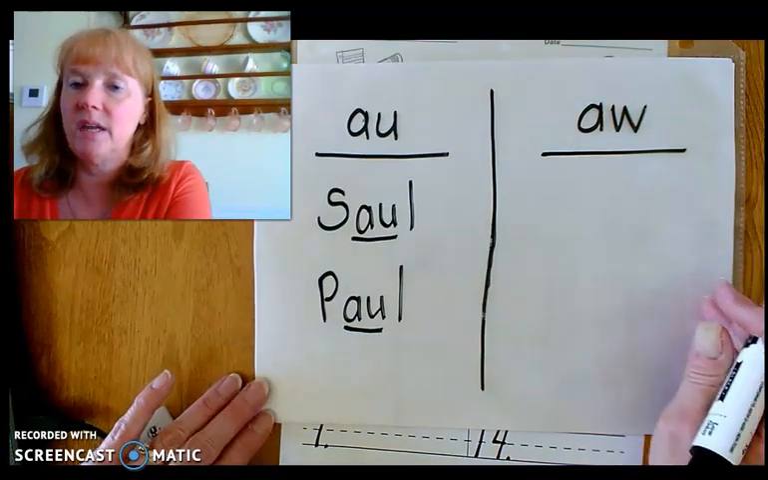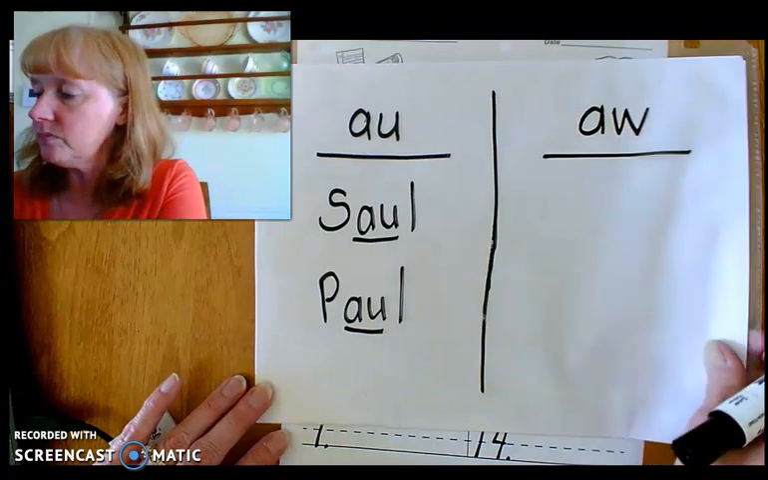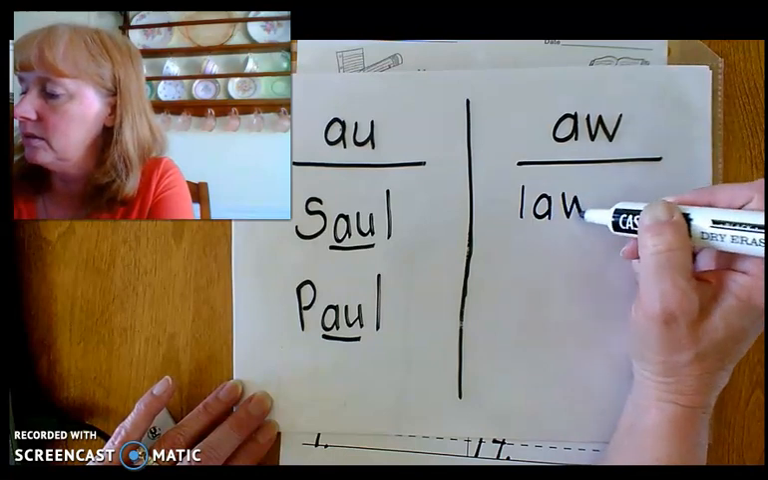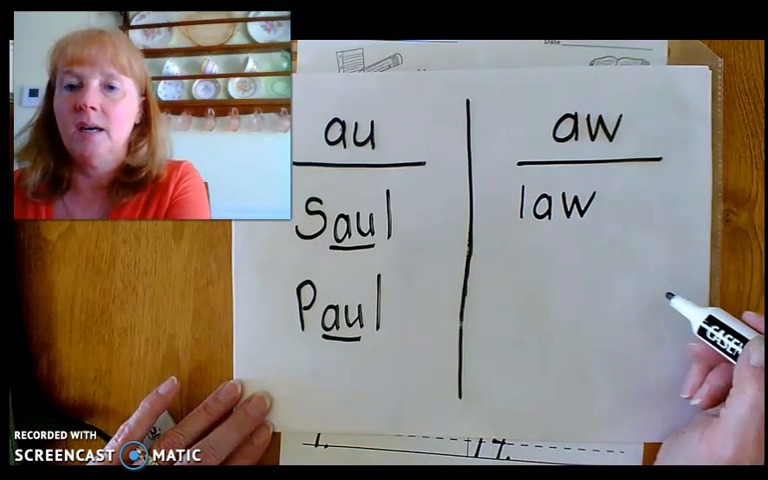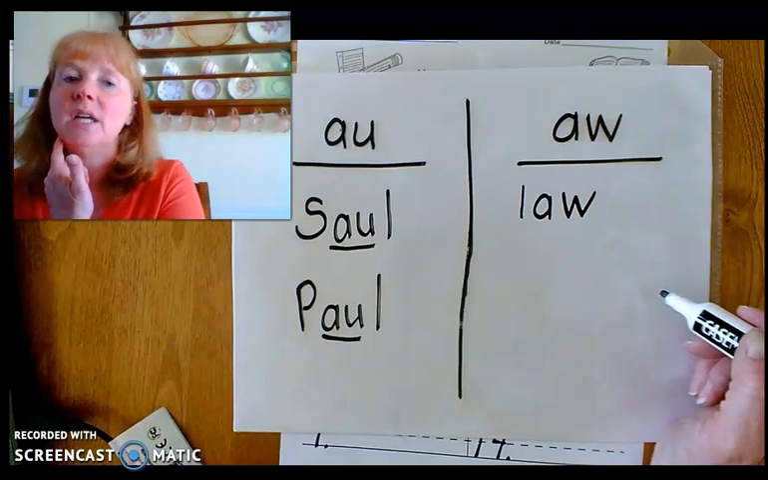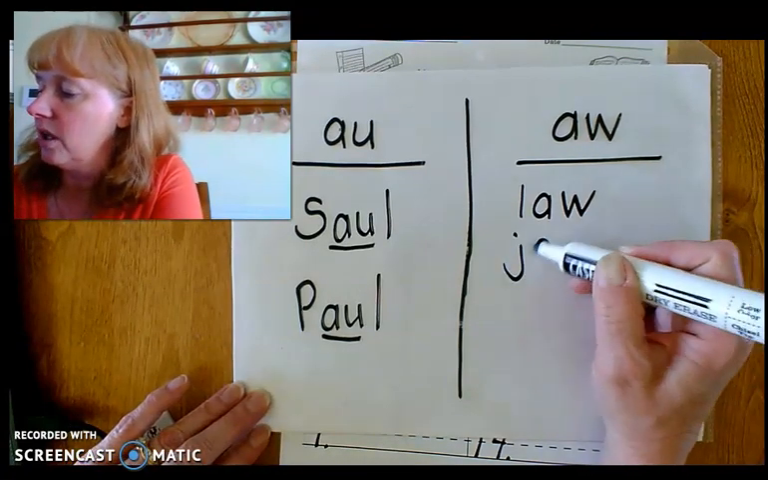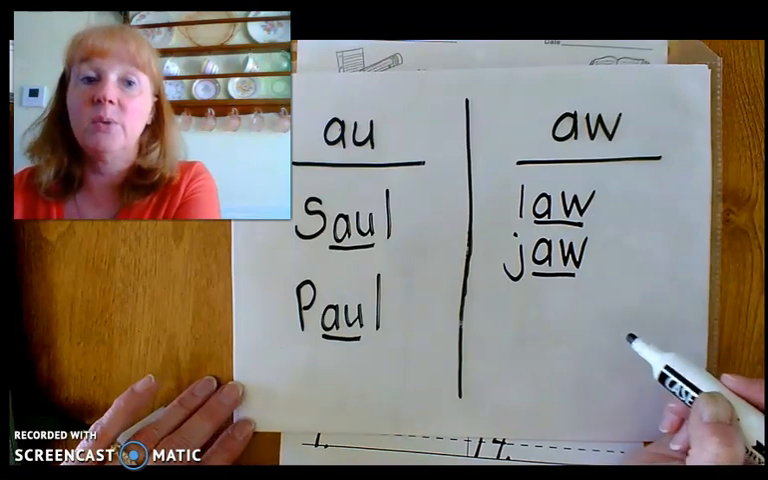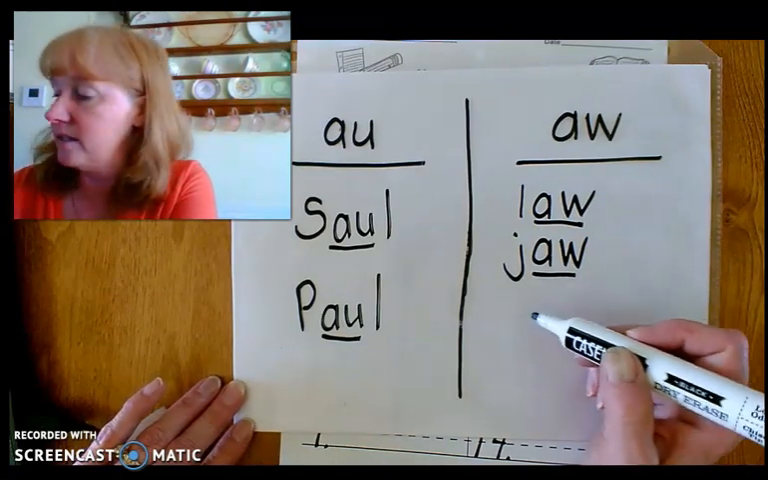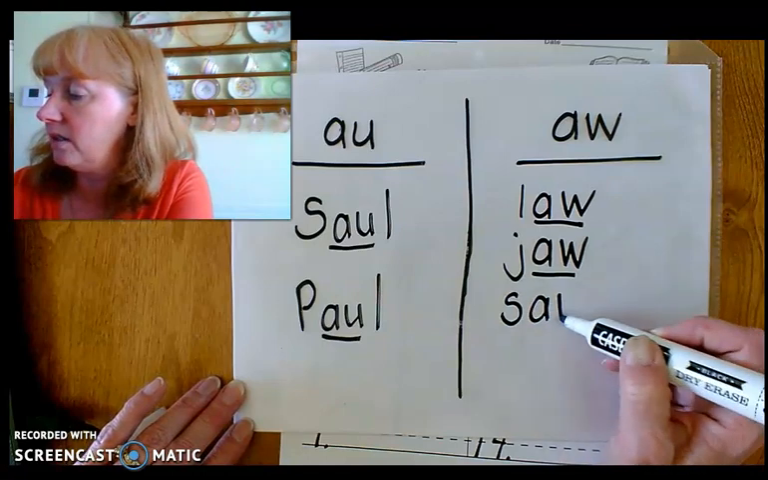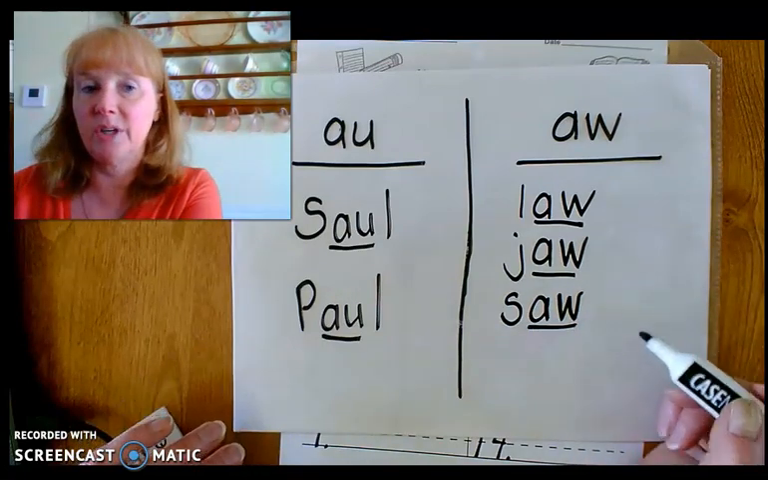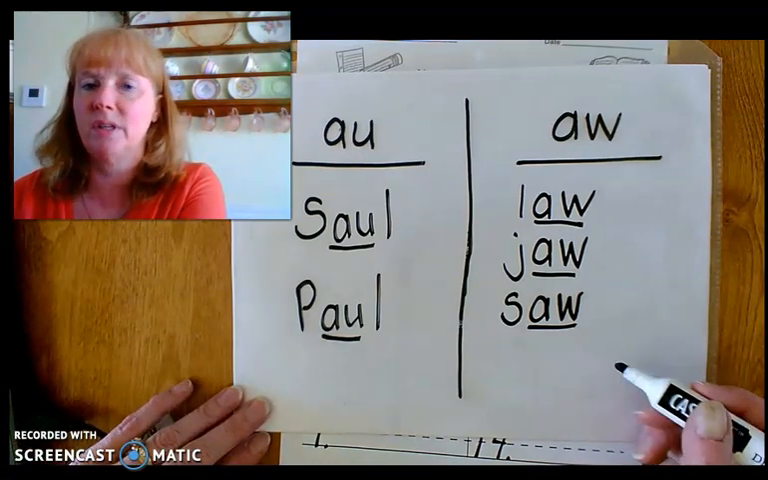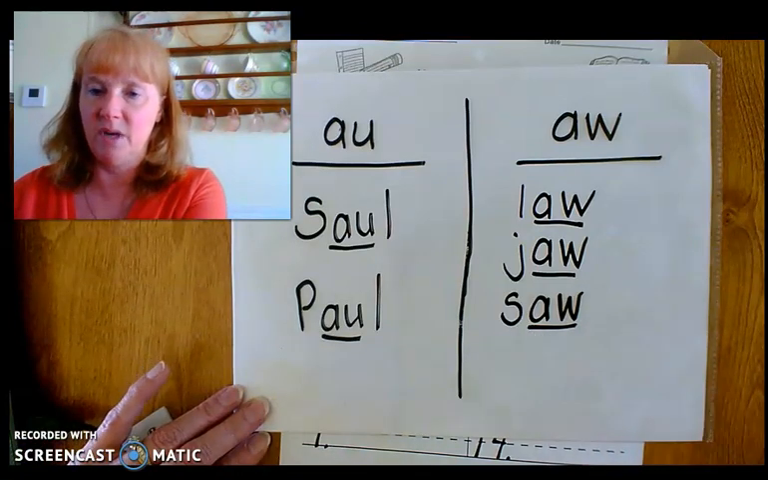Okay, let's write some words that have AW. Law. We don't want to break the law. How about, what's this bone called? Jaw. And I looked out the window and I saw something. Saw. We keep watching a little bird out our window that has a nest on our front porch. It's an interesting nest made of moss. I've never seen one like that. I saw the nest made of moss.